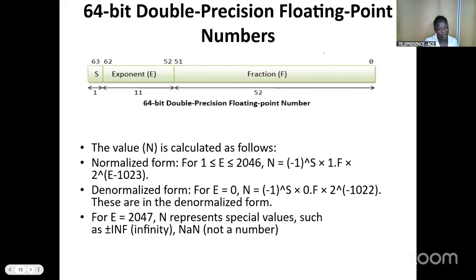The most significant bit out of the 64 is the sign bit, which is the first bit on the row of the given number. It depends on whether it is 0 or 1, which will inform whether it is a negative or positive number. And we have the exponent, which is 11 bits following it. And the remaining 52 bits will be for the fraction.